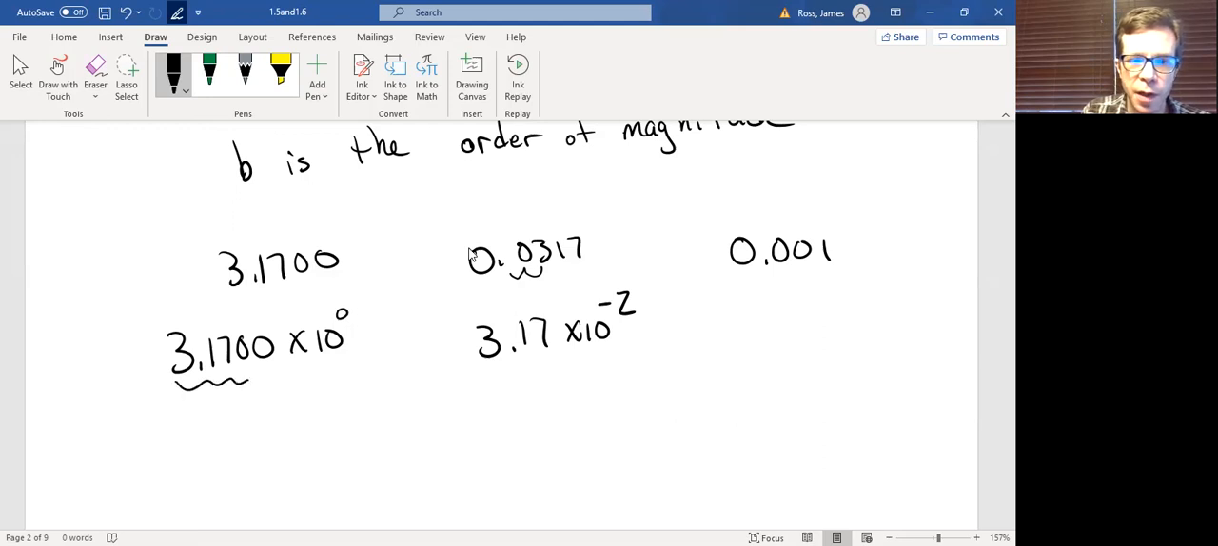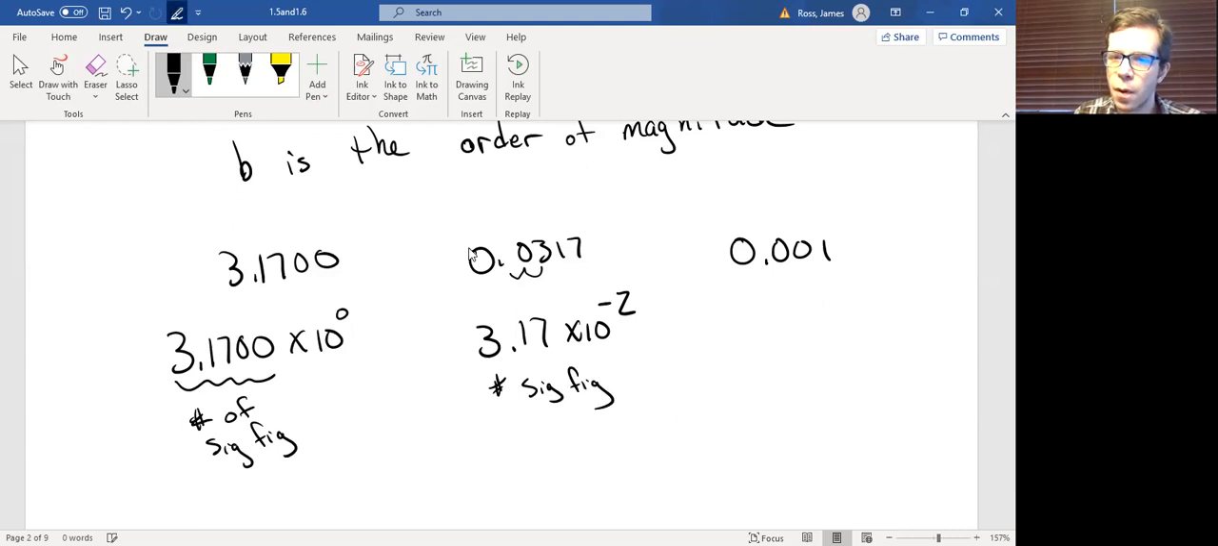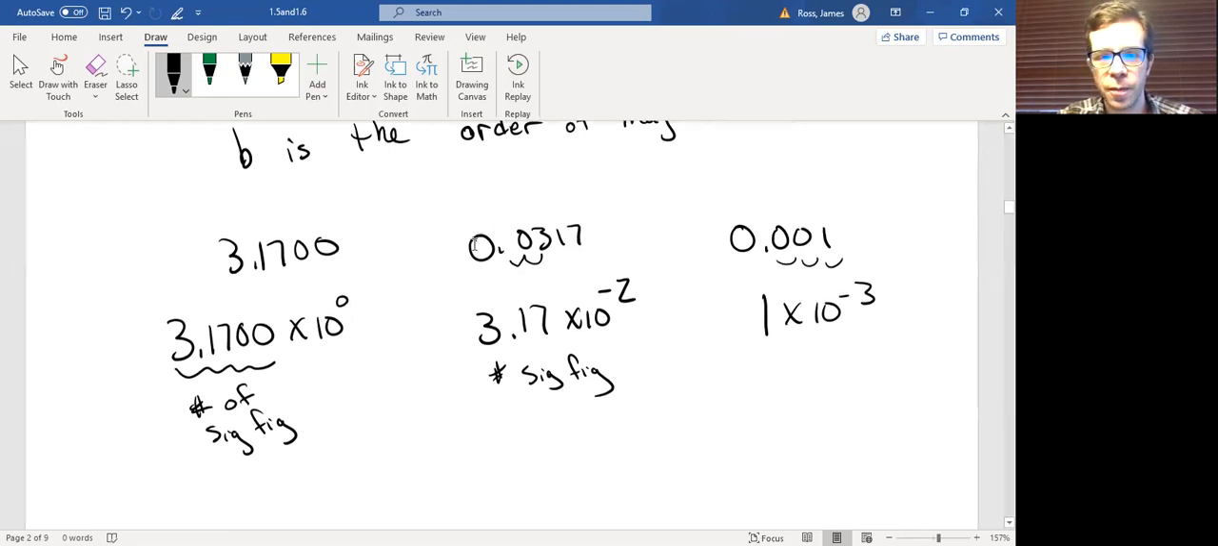And notice here in scientific notation, this is the number of significant figures. And for the last one, we'd have 1 times 10 to the minus 3. And again, 1 sig fig, right? So you wouldn't want to say 1.0, because 1.0 would claim that you have knowledge about that next place.